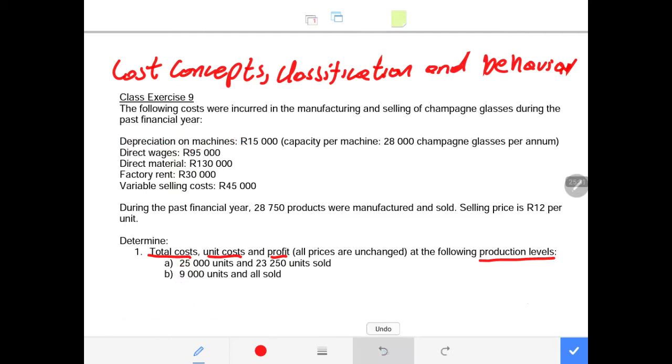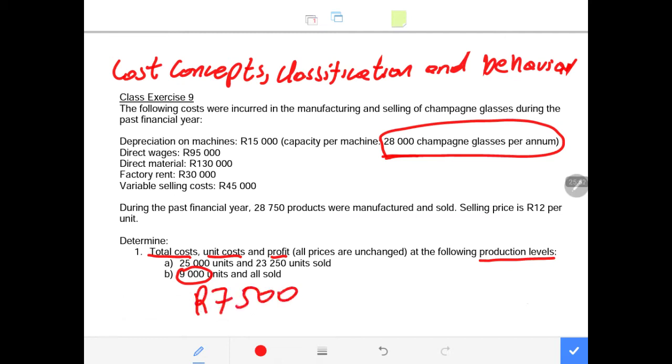Now, how many machines do we need to manufacture 9,000 units? We only need one machine. Why one machine? Because one machine can produce up to 28,000 units in the period of a year. So if we are producing below 28,000, we only need one machine, and the depreciation for one machine is 7,500. And our factory rent does not change.